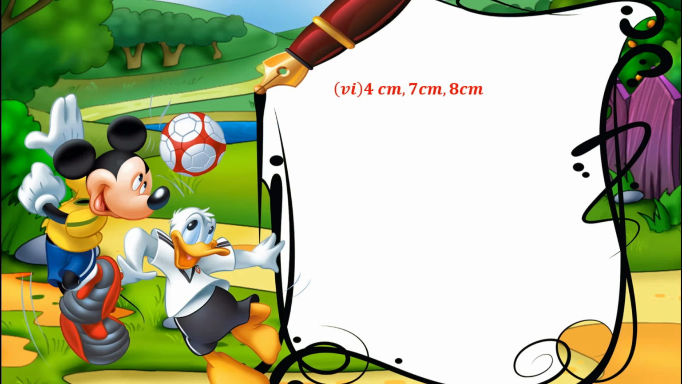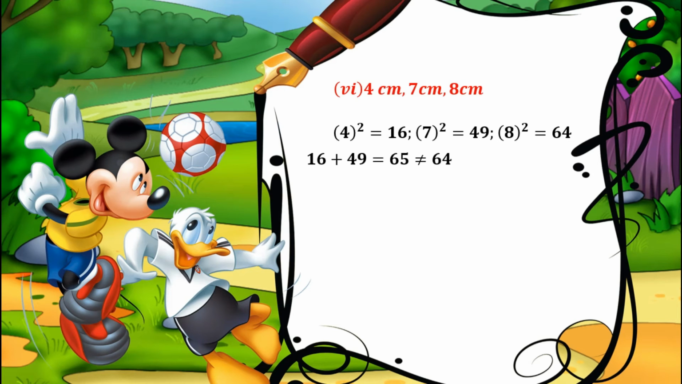Now the next question, number 6. 4 raised to 2 will be 16, 7 raised to 2 will be 49, 8 raised to 2 will be 64. So 16 plus 49 will be 65, and 65 is not equal to 64. So 4 raised to 2 plus 7 raised to 2 is not equal to 8 raised to 2.